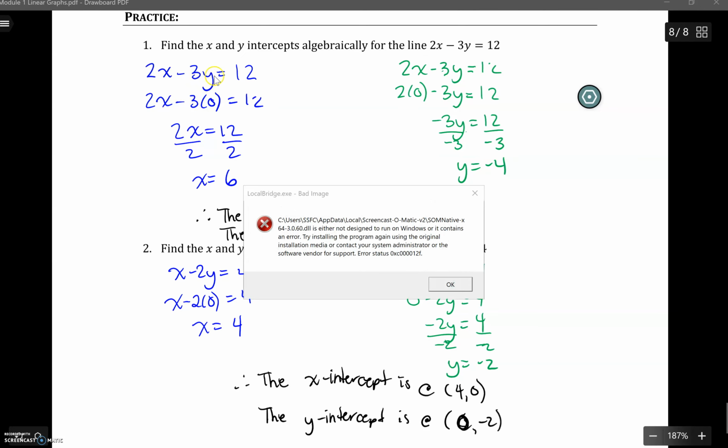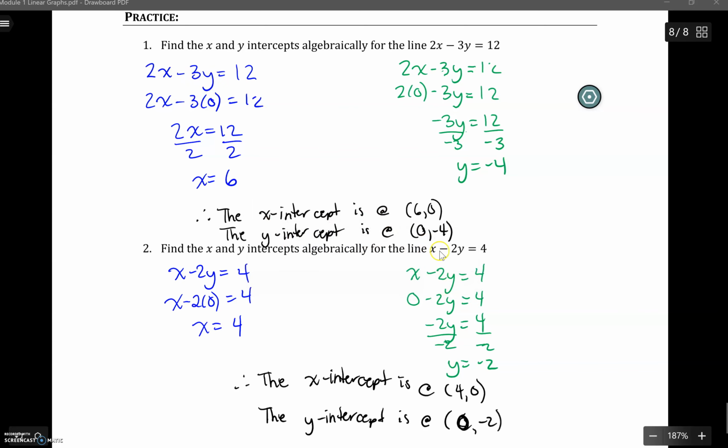For the first practice question, we find the x-intercept to be the point (6, 0) and the y-intercept to be the point (0, -4). Be careful when you're solving to pay attention to the sign in front of the coefficient. We need to divide both sides by -3 to solve for the y-intercept in this example.